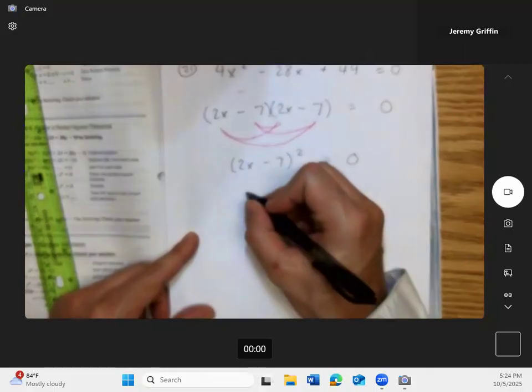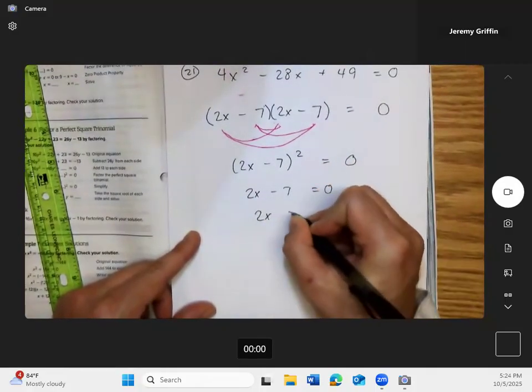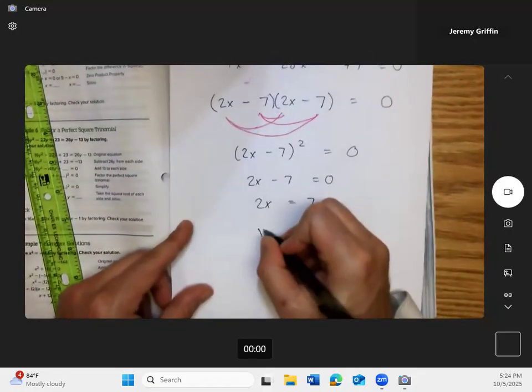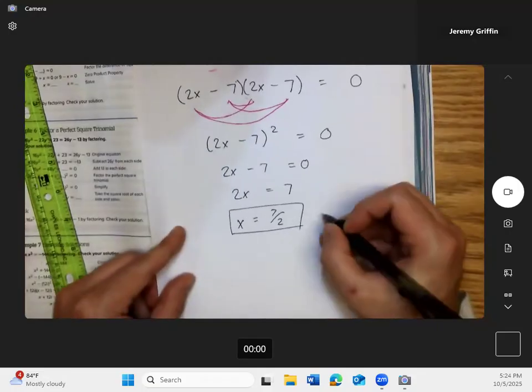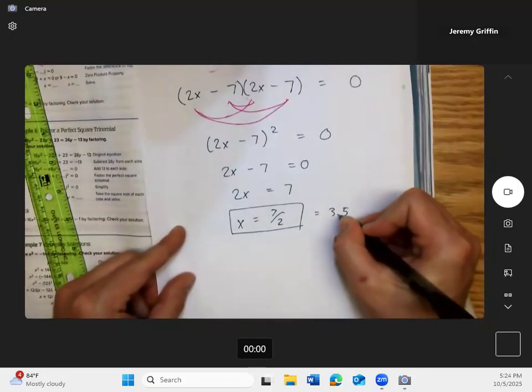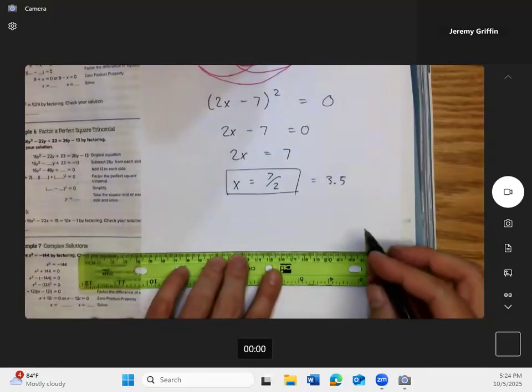So square root both sides. 2x minus 7 could be 0. 2x equals 7. Have 7 over. X equals 7 over 2. Or 3.5 if you like. That's 7 over 2, right? Okay. So what does that actually look like?